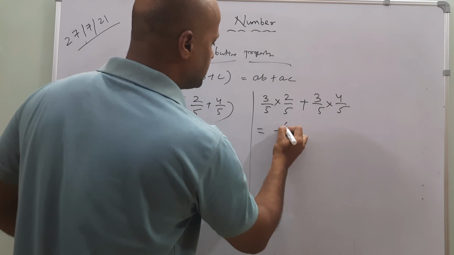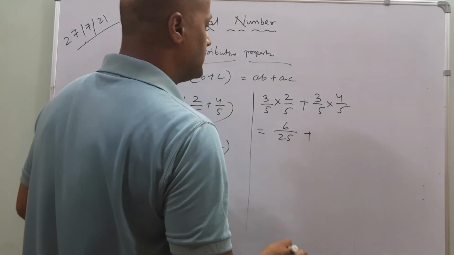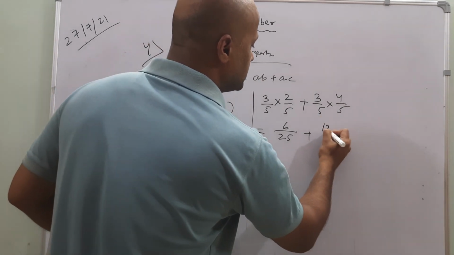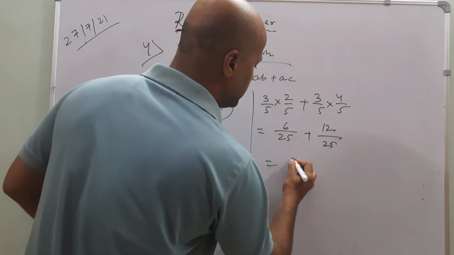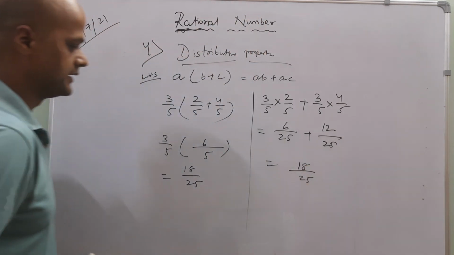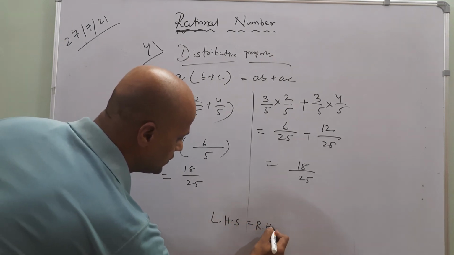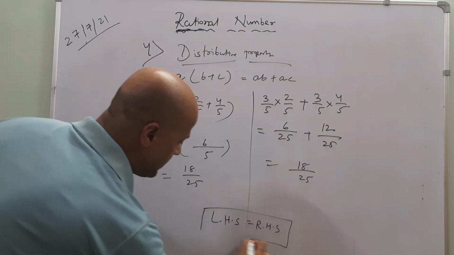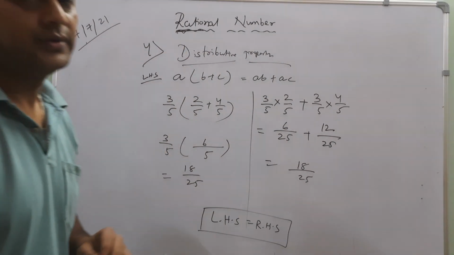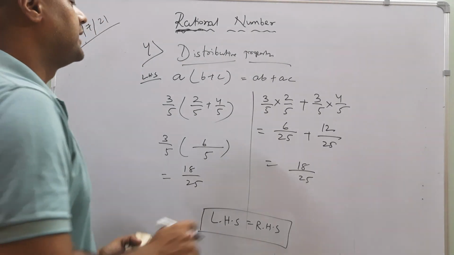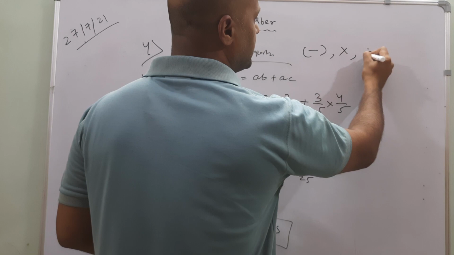Okay? Now, how much is it coming? 25, and on top 6. Plus, how much is it coming? 12 by 25. What is the LCM? 25, and 6 plus 12 is also 18. Here, LHS is equal to RHS. So, for rational numbers in case of addition, it follows the distributive property. Okay? In the case of minus, multiplication and division, you just try it.